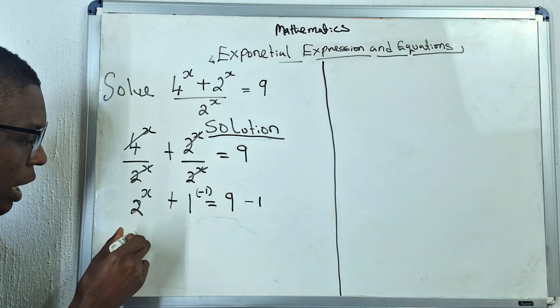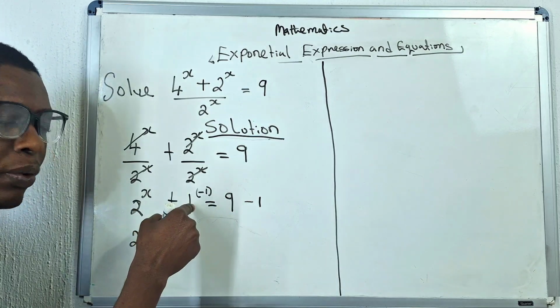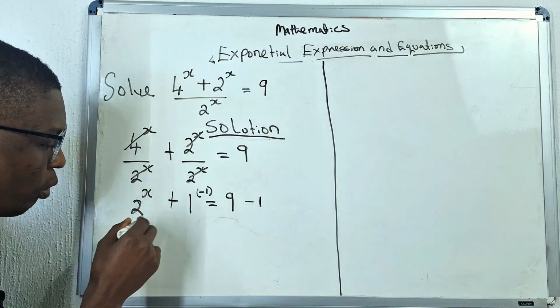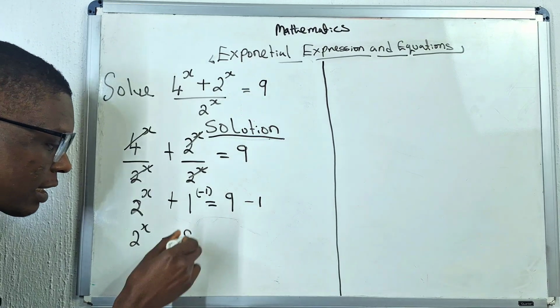So in this situation, we are now left with 2 raised to power x. Now, what is plus 1 minus 1? You have one ball and you give it out, you're left with nothing. So 2 raised to power x will therefore become 9 minus 1, which is 8.